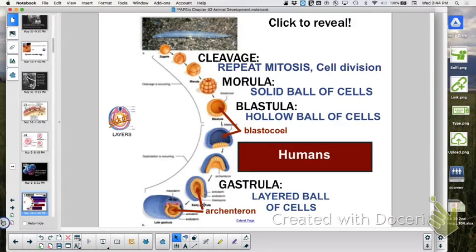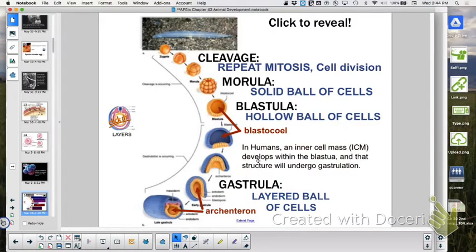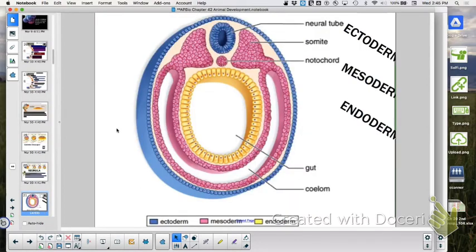Now, if you are humans, inside the blastula, you will have what's called an inner cell mass, an ICM, inside of here. So here's our blastula. This could be parts of the placenta, and then the actual baby comes from this inner cell mass in the middle. So that's just a variation on development. What I want to talk about now are those three layers.